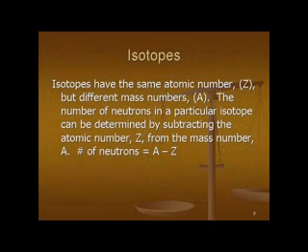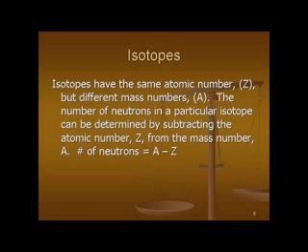Let's talk about isotopes. Isotopes have the same atomic number, Z, which means they are the same element when you have the same number of protons, which is the atomic number, but different mass numbers, A. The number of neutrons in a particular isotope can be determined by subtracting the atomic number Z from the mass number A. So the number of neutrons is equal to A minus Z. Again, it is important to note you cannot find the value for A on the periodic table. The mass number is not on the periodic table.